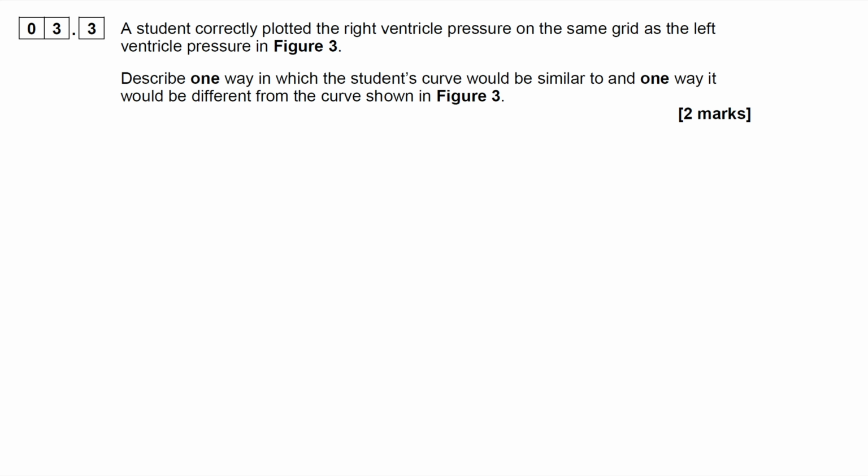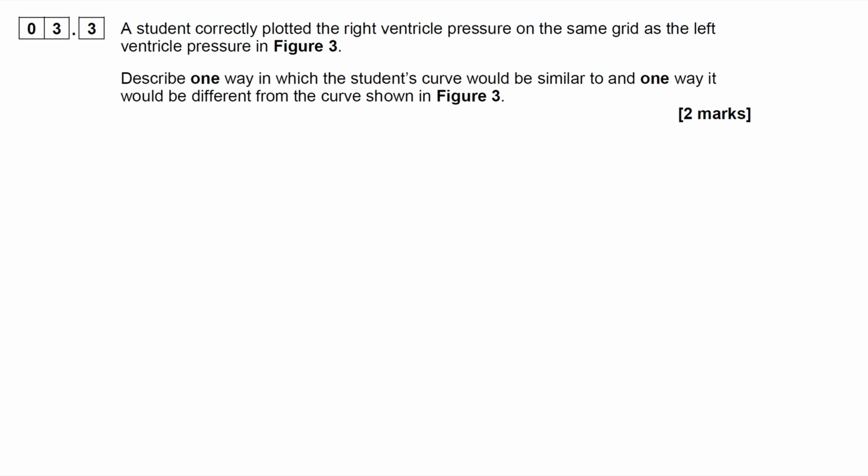The next part of this question is, a student correctly plotted the right ventricle pressure on the same grid as the left ventricle pressure in figure 3. Describe one way in which the student's curve should be similar to and one way it would be different from the curve shown in figure 3. So when you're plotting the pressure of the right ventricle and the left ventricle, the right and left ventricle contract at the same time, so they both should start at the same time. So that would be the similarity.